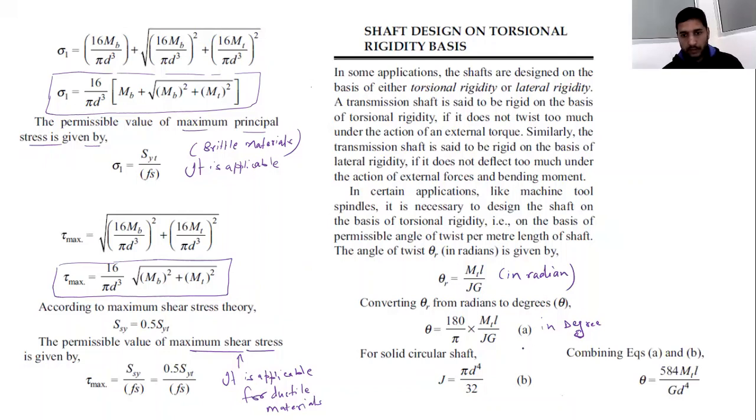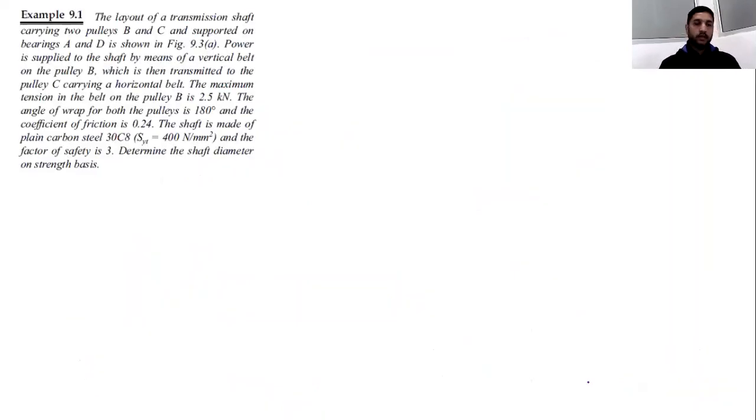So now if we put the value of J in this equation, we will get the value of theta, that is theta will be equal to 584 MTL upon GD4. From here you can get the value of D, that is the diameter of the shaft, and in this way you can design the shaft on the basis of torsional rigidity. I hope both the methods are clear to you now.